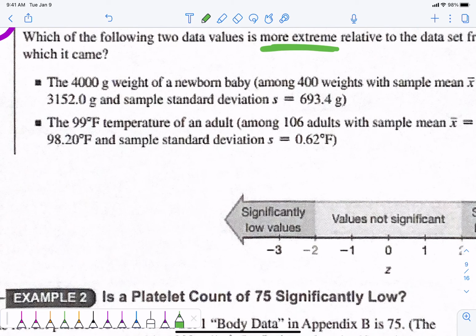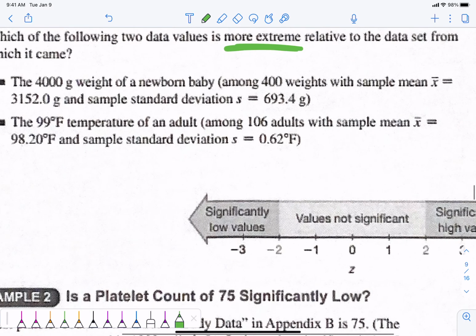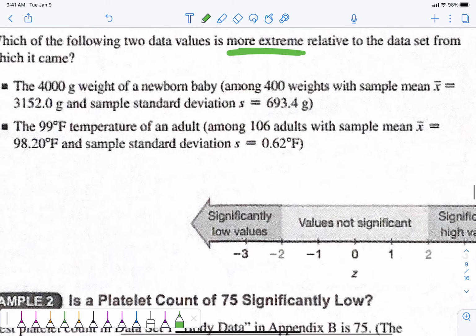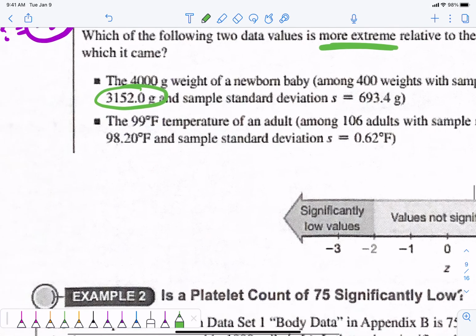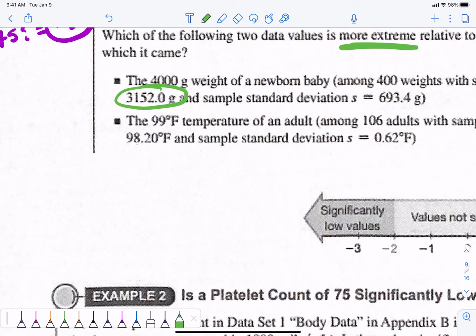It says the 4,000 gram weight of a newborn baby, or a 99 degree temperature for an adult. Which one is more extreme? We have the average for a baby is 3152. So is this baby more overweight, or does this person have a higher temperature? Does that make sense? Which value is more extreme? Which value is higher relative to its scale? Okay, so this is why we do Z-score, all right?